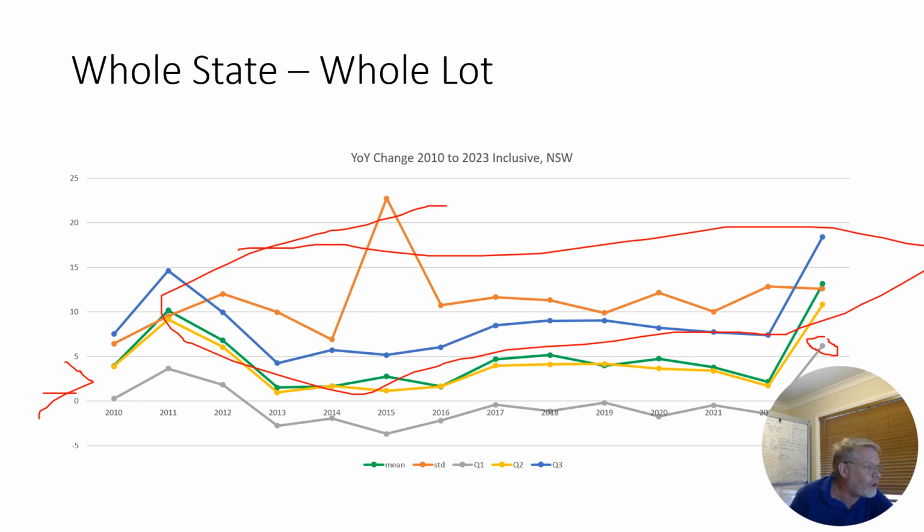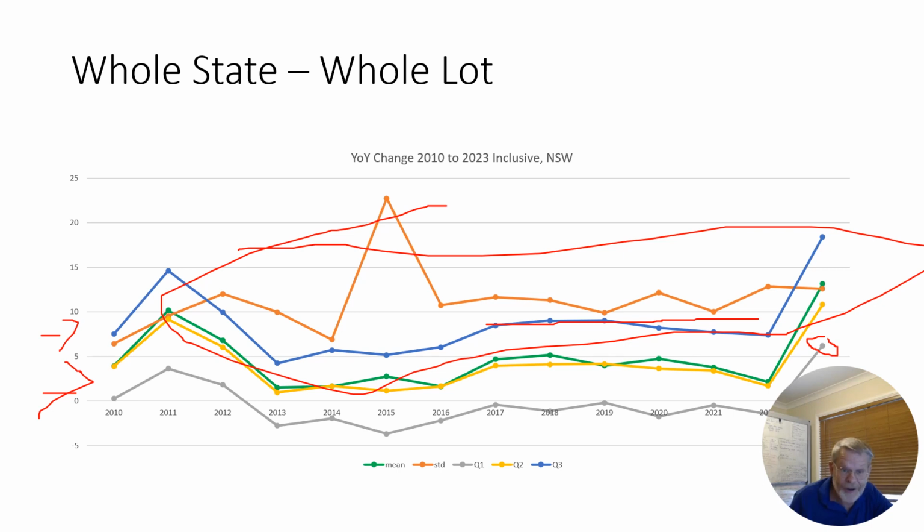Now let's have a look at quartile 3. So quartile 3, same sort of idea. Take the top half, find the middle number. So 25% of the councils did worse than this. Now this is concerning because you can see that in most years, quartile 3 is sitting around the 8-9% mark. 8 or 9% growth in unit cost.